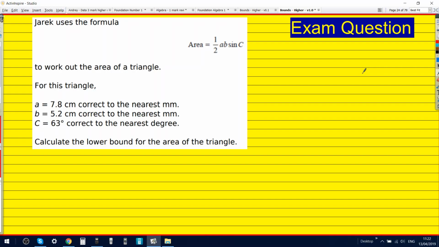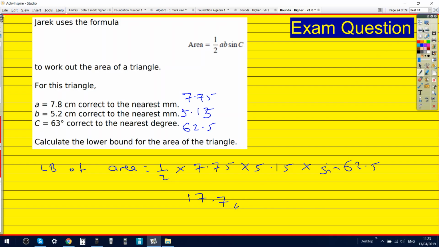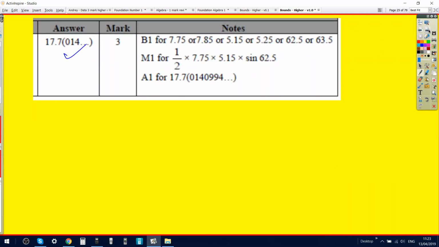Okay, exam question. Okay, so 7.75. Yeah. And 5.15. Mm-hmm. And then 62.5. And then you just work it out. So it's like half times 7.75 times 5.15 times sine 62.5. 17.701. 17.7. There we go. 3 marker.